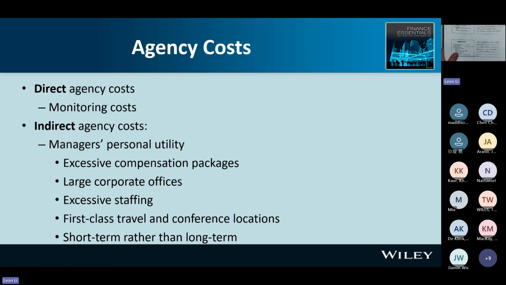Here I have a question for you. Which cost is more serious? All right. For me, indirect agency cost is a big problem. Right. So managers just focus on their own utility or own interests.